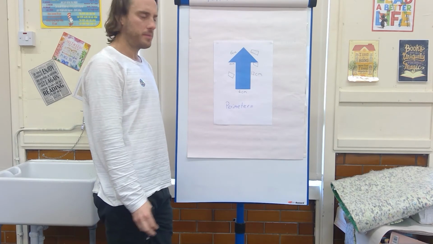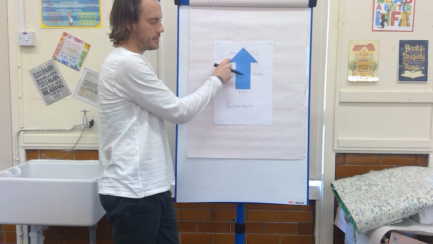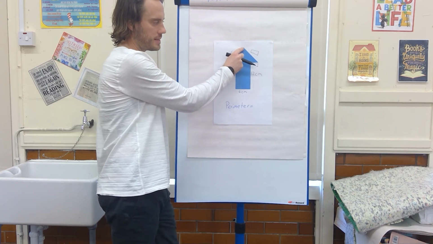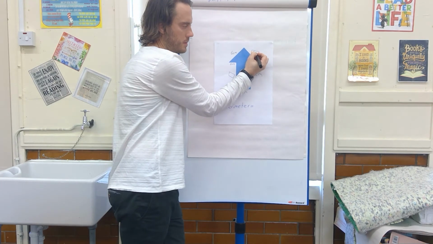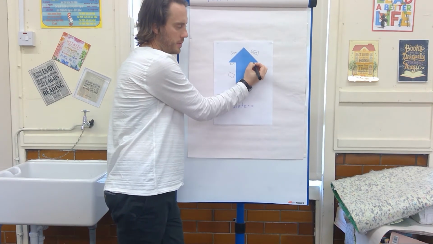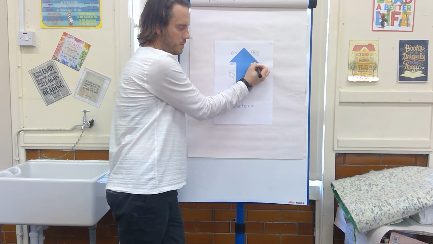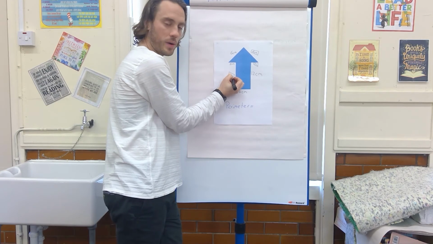What did you come up with? Well, if this is 6 centimetres, that side is the same length as this one. So if that's 6, then that one there must be 6. That one there is 2, so this one here must be 2. This one here is 12, so this one here must be 12.